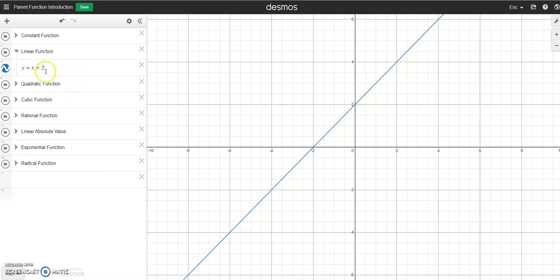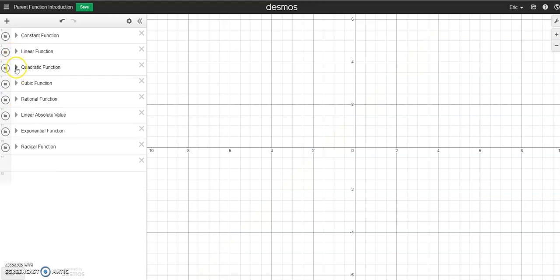In later lessons, we'll look at the transformations associated with each one. But right now, all we want to do is see a correlation between the name of the function, what you'll see in the equation, and the type of line. So linear functions make diagonal lines. Turning that off, we're going to quadratic.